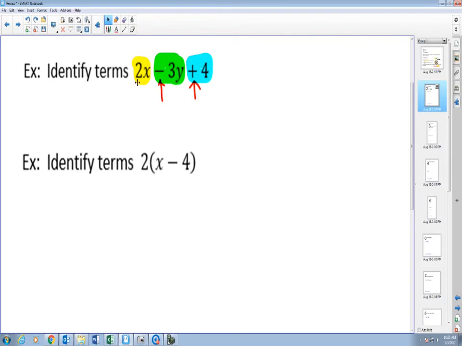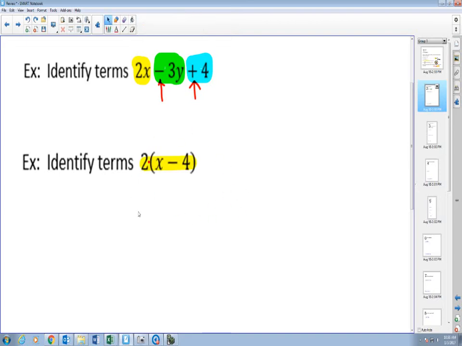Alright, identify terms. Looking for addition and subtraction signs that are outside the parentheses. So right now, what's outside the parentheses between 2 and the parentheses is a multiplication. Multiplication between anything actually makes it one term. Alright, so the problem itself is one term.